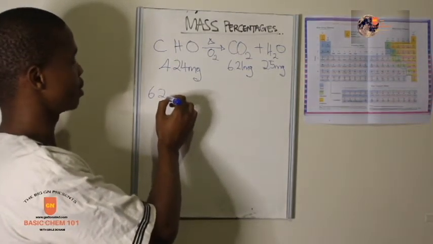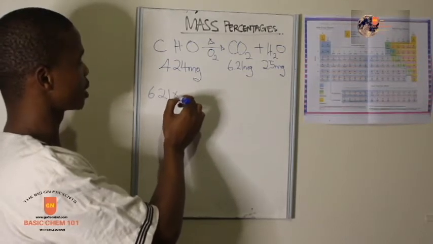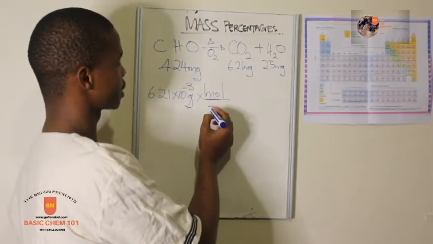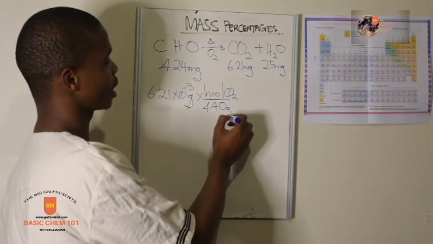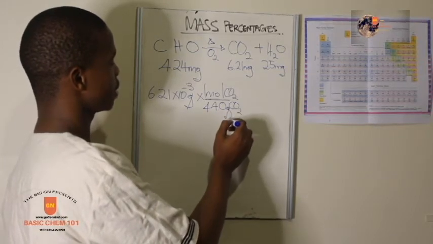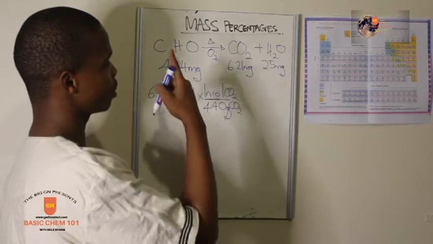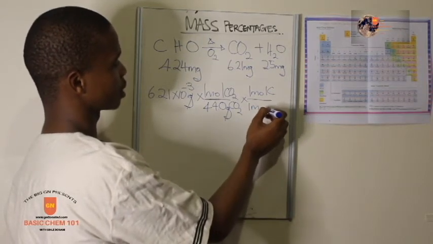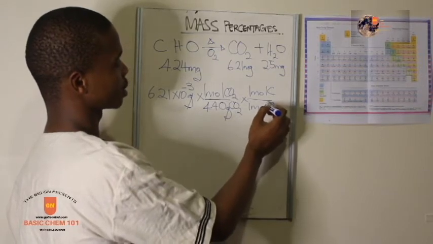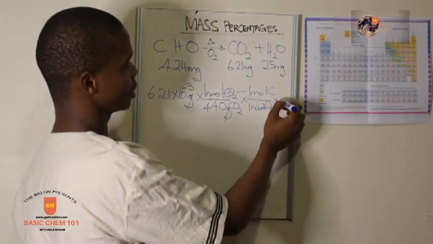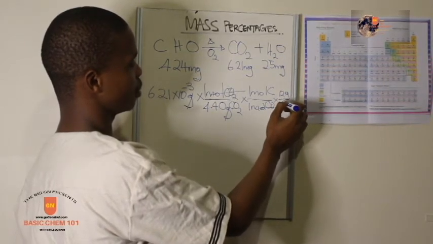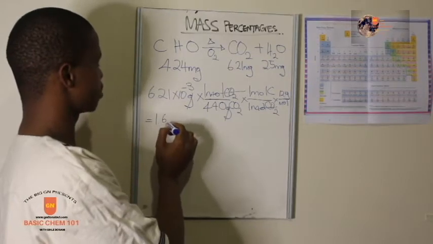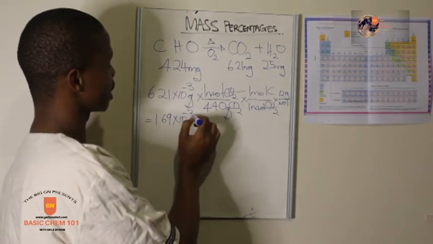We'll change this to the number of moles. 6.21 times 10 to the negative 3 grams. 1 mole of carbon dioxide is 44.0 grams of carbon dioxide. Now from here you would get the moles of carbon dioxide, but we are looking for carbon. So in carbon dioxide there is 1 mole of carbon in 1 mole of carbon dioxide. Then you multiply this by 12 grams per mole of carbon. Then you get the mass of carbon, which is 1.69 times 10 to the negative 3 grams.